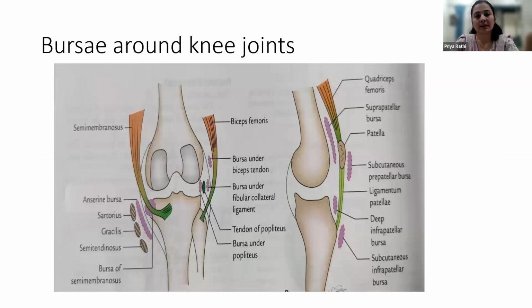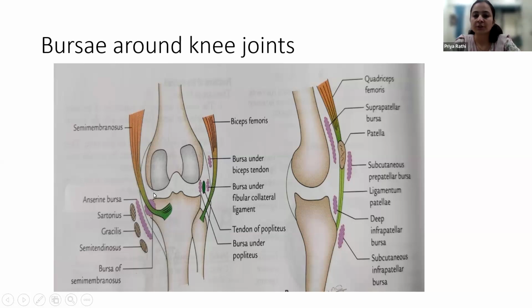If we talk about bursae around the knee joints, to remember, there are 4 bursae anteriorly, 4 bursae posteriorly, 1 medially and 1 laterally. So the 4 anterior bursae would be suprapatellar bursa, which is just behind the patellar tendon. Then there would be prepatellar bursa, which is just outside the patella. Then infrapatellar bursa, one is superficial and the other one is deep.